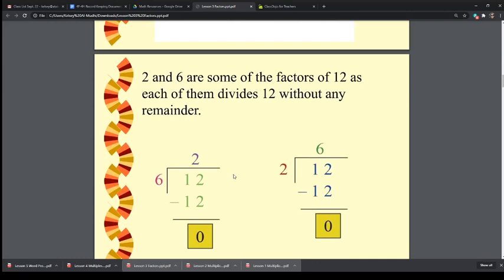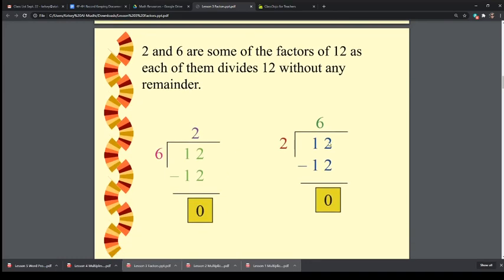2 and 6 are some of the factors of 12, as each of them divides 12 without any remainder. As you can see here in these two division problems, 12 divided by 6 equals 2, giving us the remainder of 0, and 12 divided by 2 equals 6, giving us again the remainder of 0.